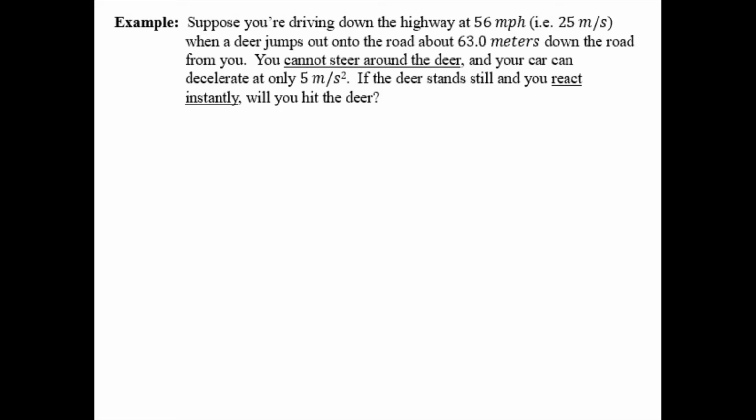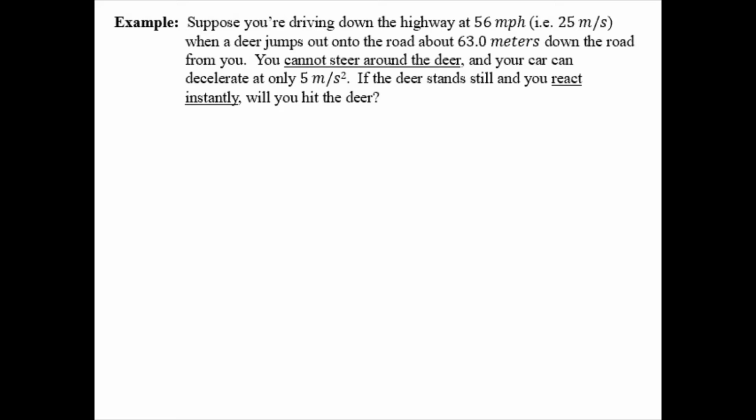It says, suppose you're driving down the highway at 56 miles per hour, which is 25 meters per second, when a deer jumps out onto the road about 63 meters down the road from you. You cannot steer around the deer, and your car can decelerate at only 5 meters per second squared. If the deer stands still and you react instantly, will you hit the deer?